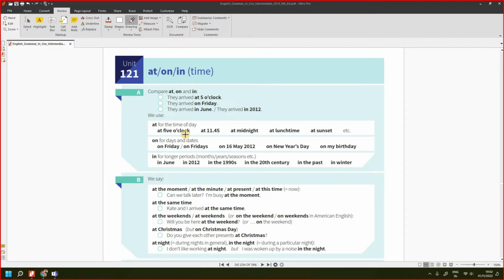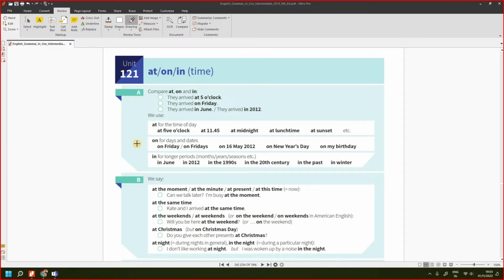Okay, that is wrong. Here, if you look, all of these mention a specific time, a specific time of a day. Now at 11:45, at midnight, at lunch time, or like that, at sunset. Okay, so this is how you use it, and there are many other words also. So if it's referring to a particular time, you will say at.